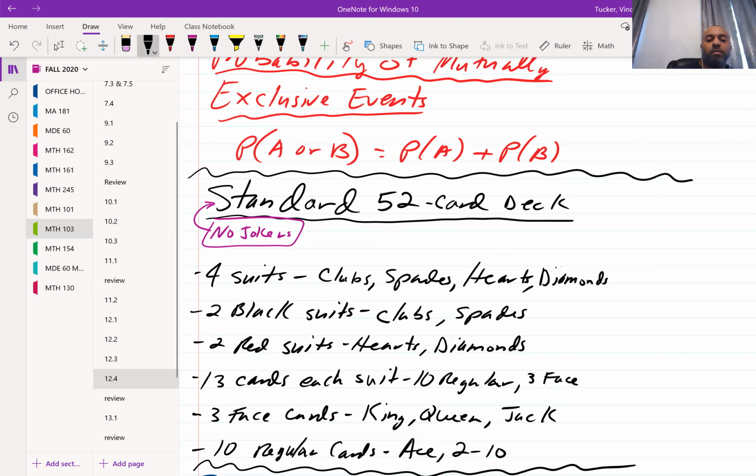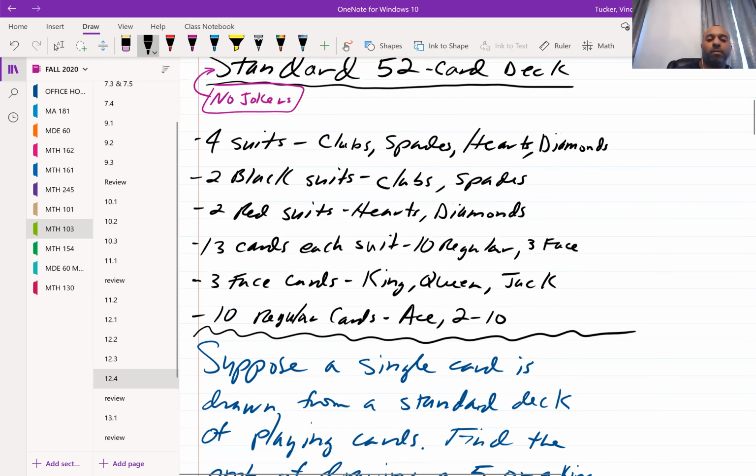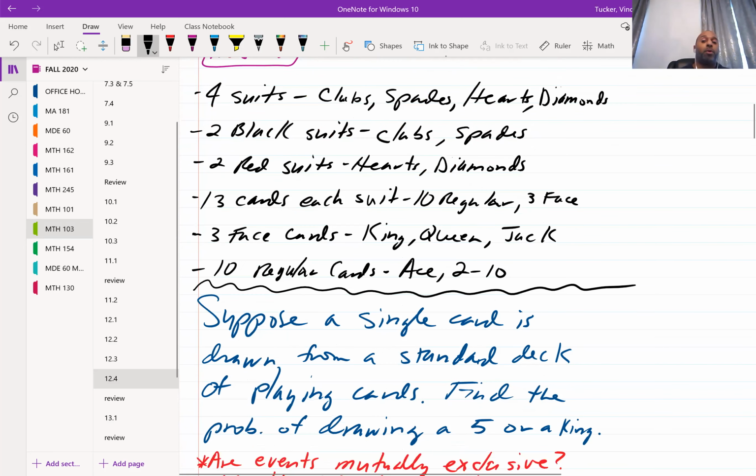All right. So suppose a single card is drawn from a standard deck of playing cards. Find the probability of drawing a 5 or a king. Give you a chance to write that before we go into it.